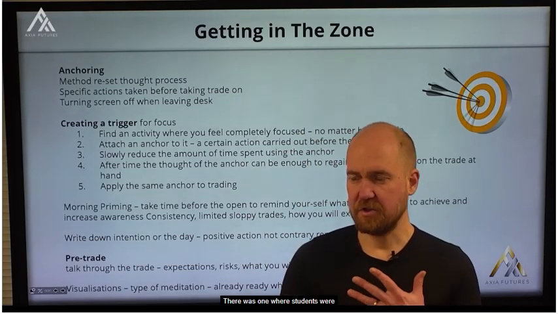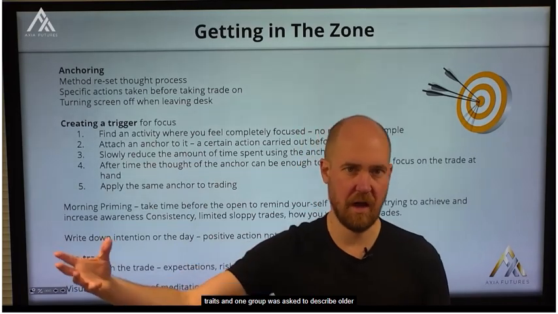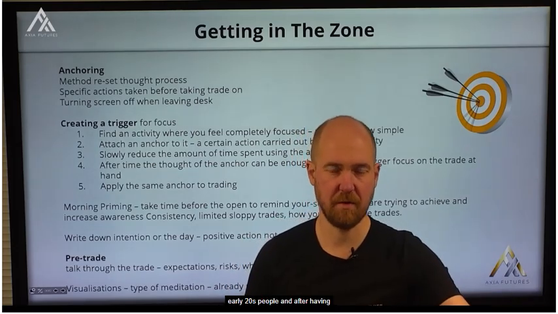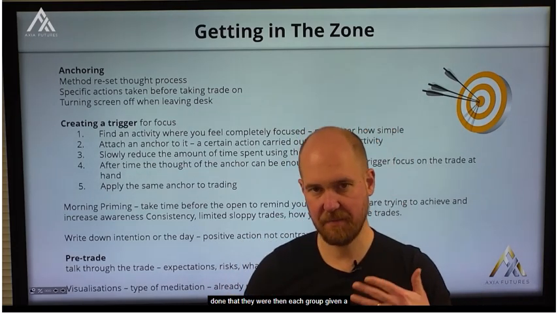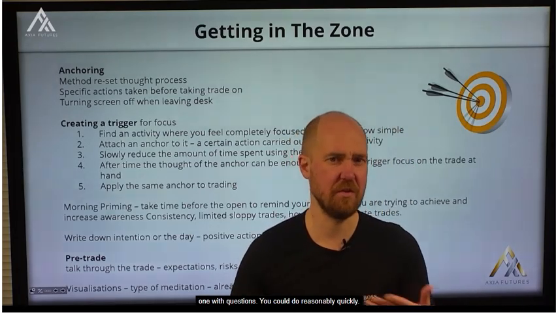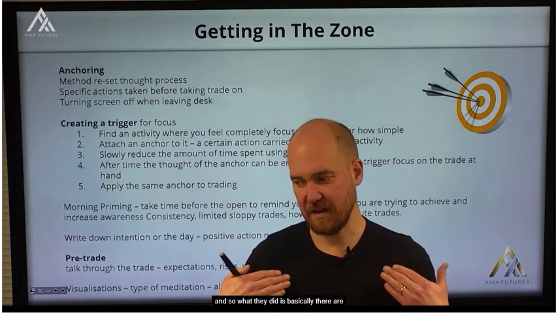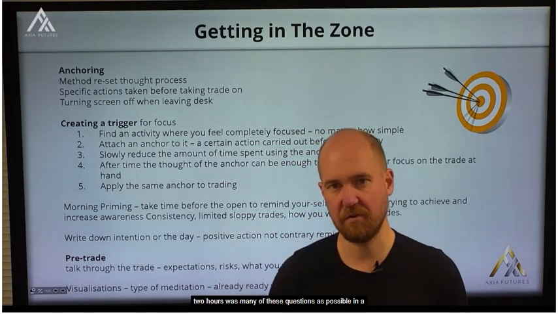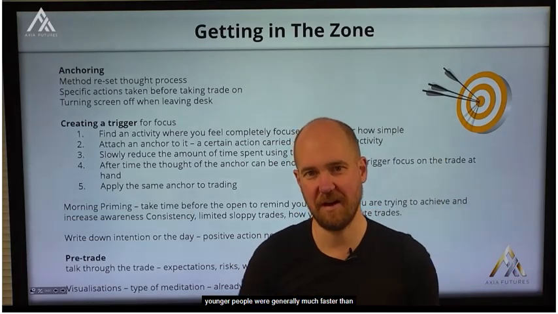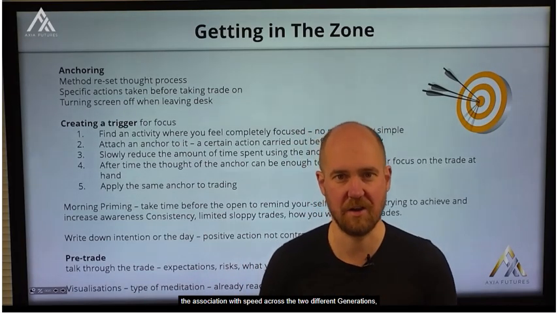There was one where students were asked to describe different personality traits, and one group was asked to describe older people, and another group was asked to describe younger, sort of early 20s people. And after having done that, they were then each group given a maths test, not a massively taxing one, with questions that you could do reasonably quickly. And it was about speed. They were asked to answer as many of these questions as possible in a time limit. Those who had written down characteristics of younger people were generally much faster than those who wrote down characteristics of older people because of the association with speed across the two different generations.